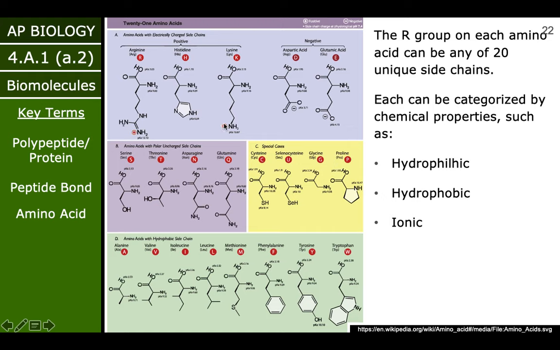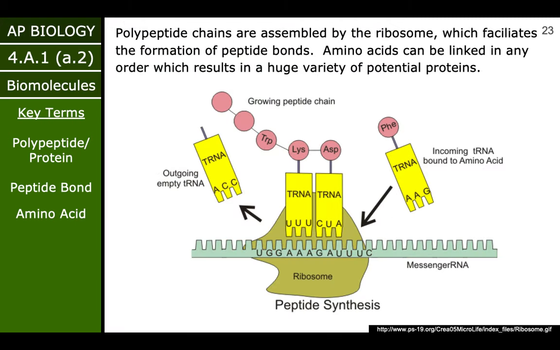So the R group can make an amino acid hydrophilic, which means that it can dissolve in water. Hydrophobic, which means it can't dissolve in water or other polar things. And ionic, which means that it has a charge on it. So we see some ionic over here. And ultimately, we call all of these things side chains. So all those R groups are side chains. I just want you to get used to that terminology as well, because your textbook uses it.